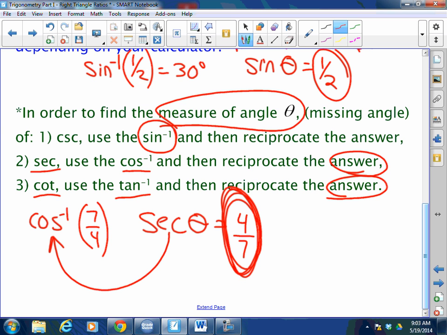In that case, let's try the other way. What's the theta, rather, of 7/4? In this case, you're going to go cosine inverse of 4/7. What does that give you?